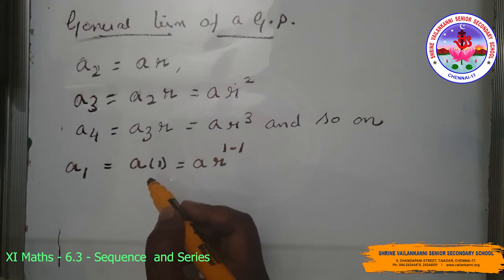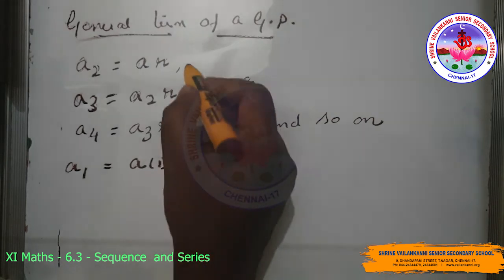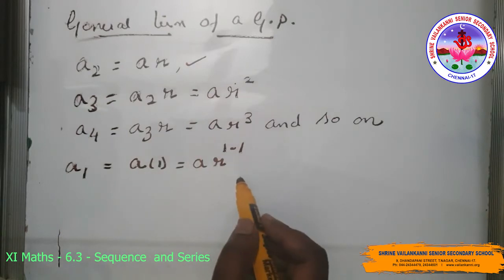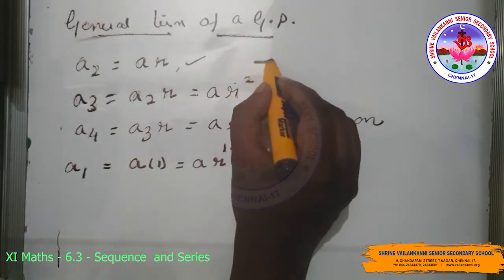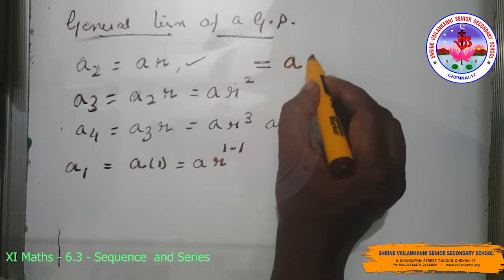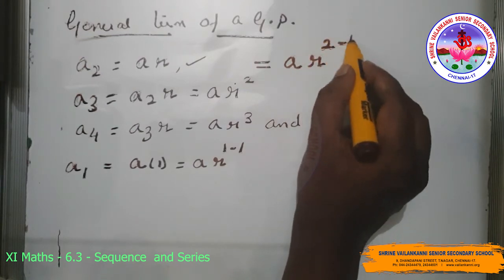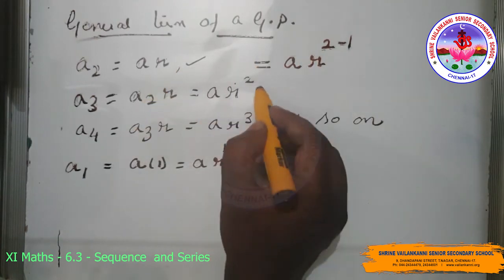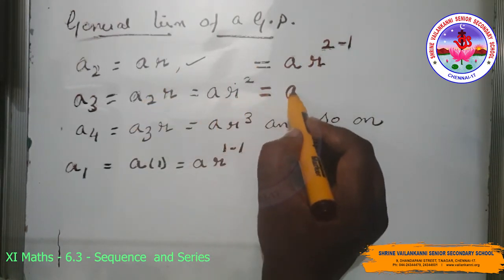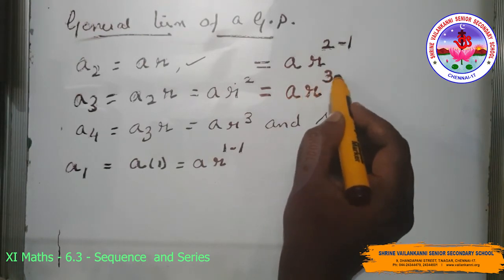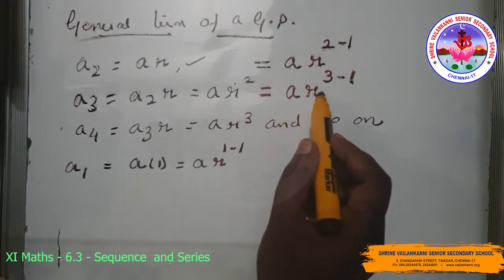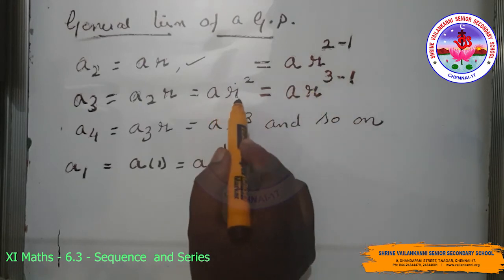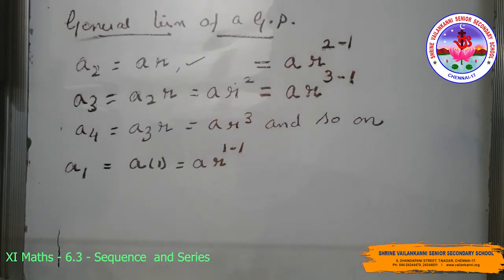Again, the second term is AR. So A2 equal to AR. This can be written as A R to the power of 2 minus 1. So R to the power of 2 minus 1 is R power 1, which is AR. And the third term AR square, you can write it as A R to the power of 3 minus 1. So 3 minus 1 is 2, which is AR square. And it goes on. Then what will be the 16th term?